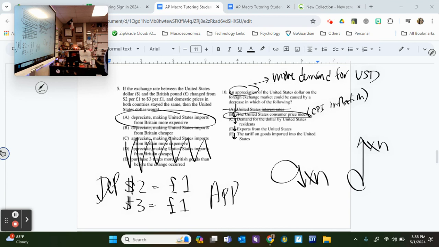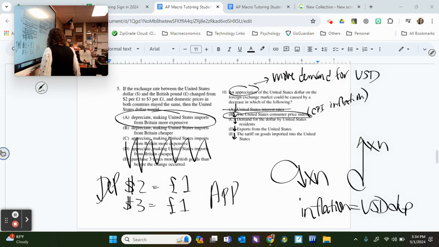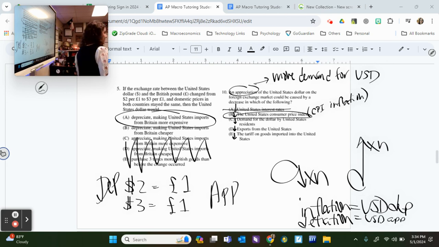If there's inflation, your currency, the US dollar, will depreciate. Because no one wants to buy it. This says a decrease. So if there's the exact opposite, if there's a deflation, and their prices are low, then the US dollar will appreciate. I mean, remember way back at the very first day of school, they're like, what's appreciation? And y'all were like, the value of the dollar going down. What's inflation? The value of the dollar going down. So it kind of matches.